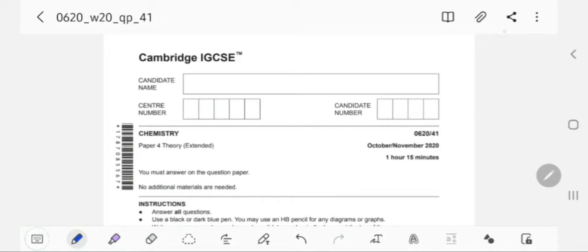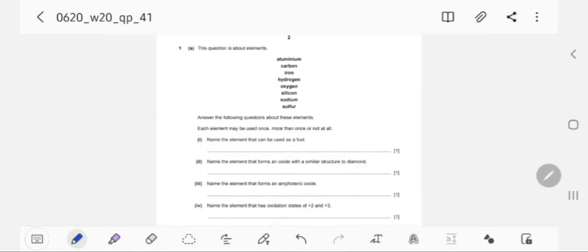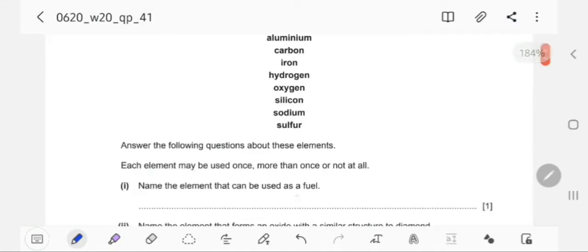Today we will be starting our past paper session, October-November 2020, paper 41, 0620, Chemistry IGCSE, paper 4 extended. So, the first question is: name the element that can be used as a fuel. Well, hydrogen can be used as a fuel in a hydrogen fuel cell. So, we will be using hydrogen.